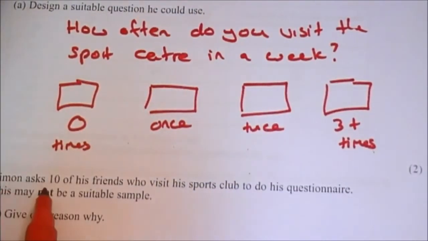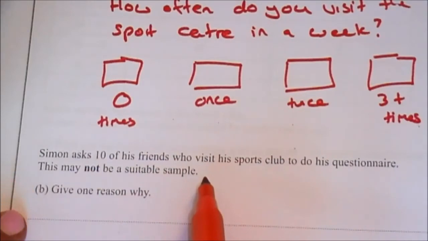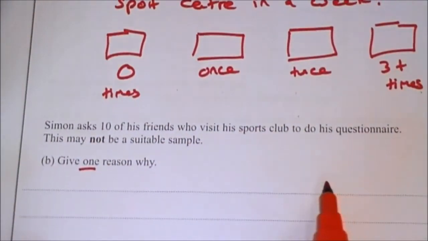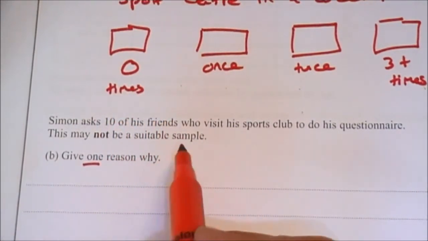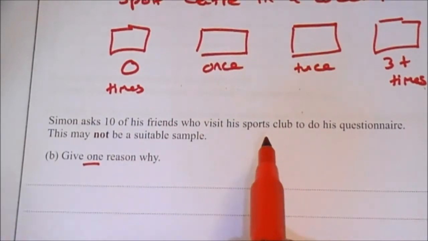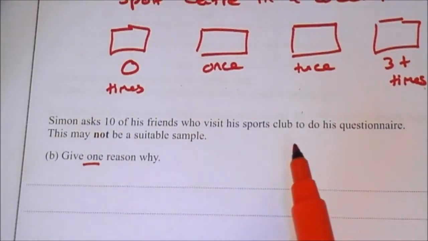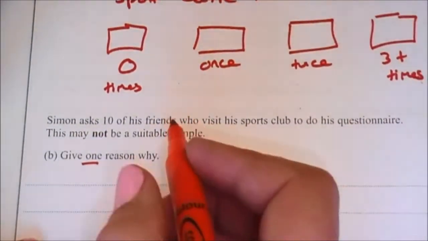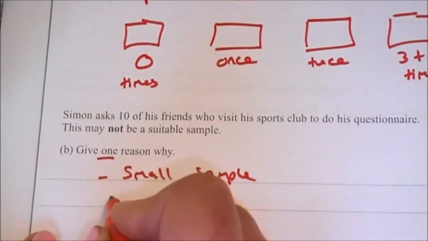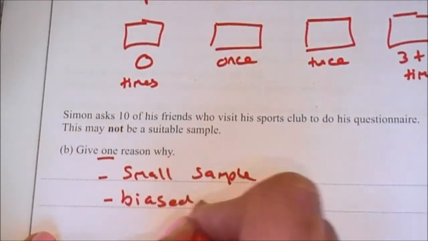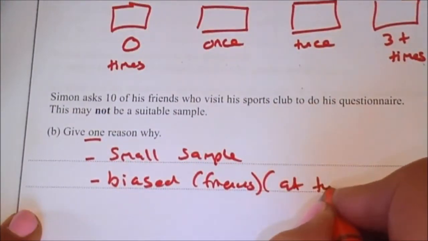Part B. Simon asks 10 of his friends who visit a sports club to do his questionnaire. This may not be a suitable sample. Give one reason why. Well, first of all, he's only asking 10 people, of which they're his friends. And they're visiting the sports club. So obviously, if you don't visit the sports club, you're not going to be asked the question. So there's a number of reasons. The first one I'll give is a small sample. But you can have it biased because it's his friends, and it's biased because it's at the centre.